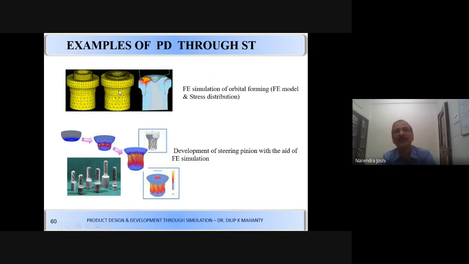Forming. This is orbital forming. Very interesting to see how much stress is getting developed. Why do we need to study all these things? So that we know the life it can give me, and the product's functioning, everything can be done through that. This is a steering component, very important for the automobile industry, and it has all been done in this country today.